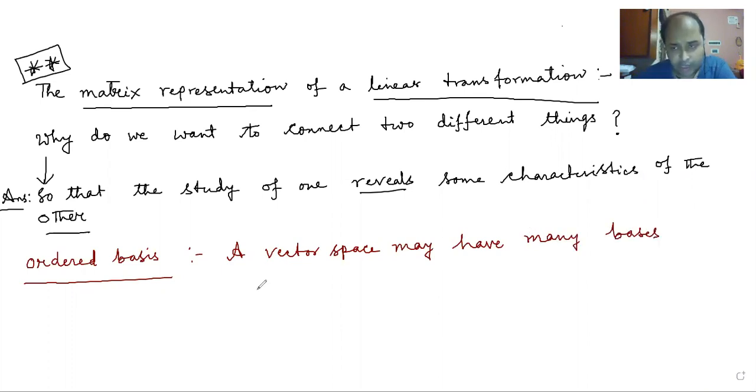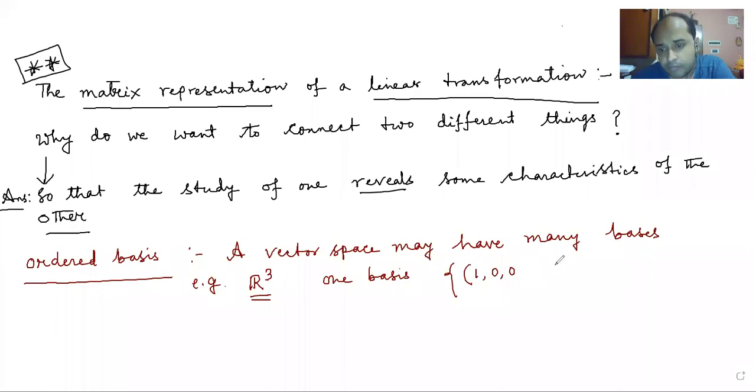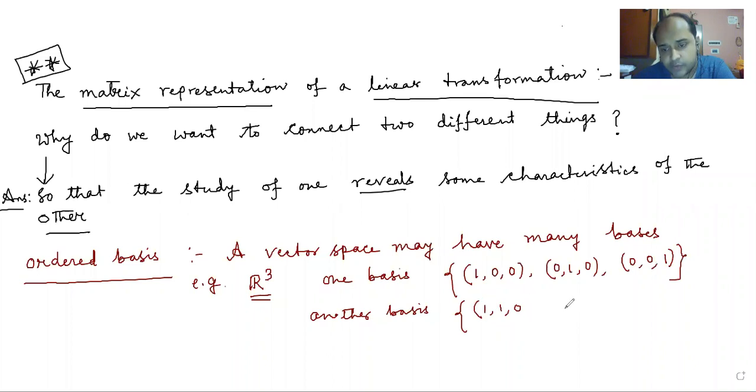Say for example, for R3, the three-dimensional space, one basis is this one, and another basis is this one. And there are many other possibilities of bases. So a particular vector space may have many bases.